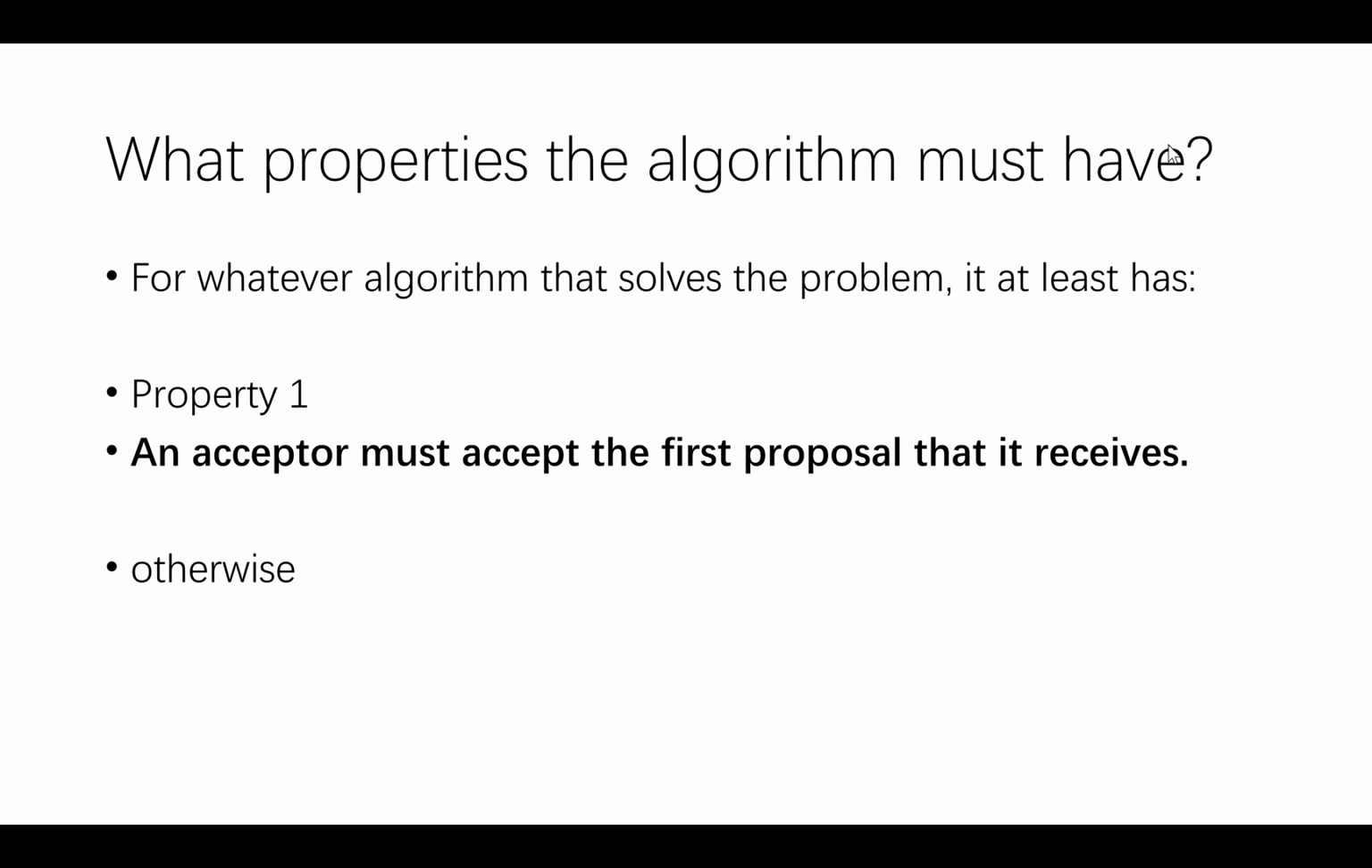To build an algorithm to solve the problem, we can first think what properties this algorithm needs to have. For whatever algorithm, it must have property 1 mentioned in the paper, which is an acceptor must accept the first proposal it receives. It is because otherwise, if you have only one proposer and it only proposes in one round, then if others don't accept the first proposal, no decision could be made. So in the algorithm, they must accept the first proposal that they receive.